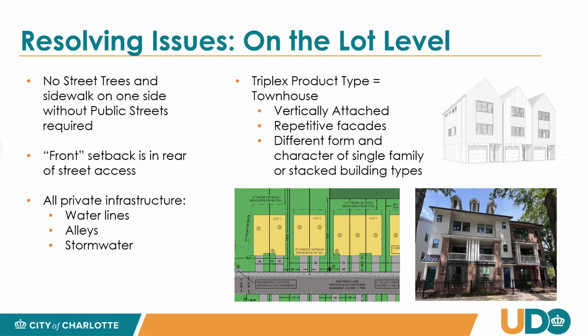And then again, just to show, this rendering is pulled from one of our triplexes that's in permitting right now. You can see how we're resolving on the lot level issue, this vertically attached product that has that repetitive facade and is basically just 3 units squished together. So you can see here, lots of different issues at play, all of which we are trying to balance through this and current text amendments. Next slide.